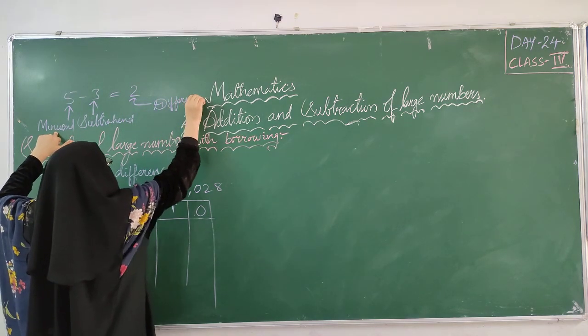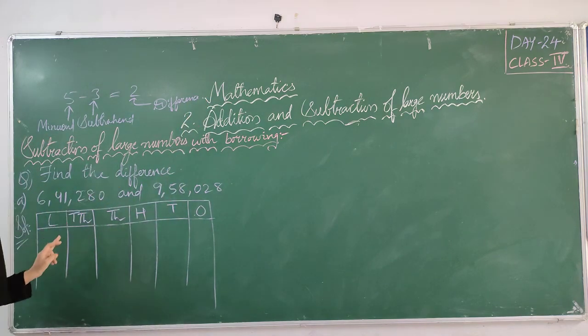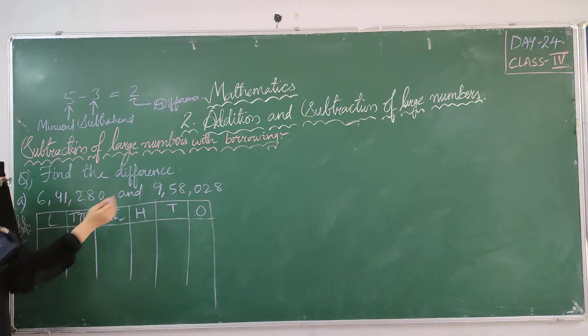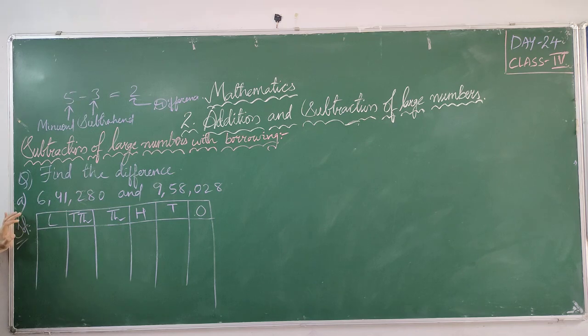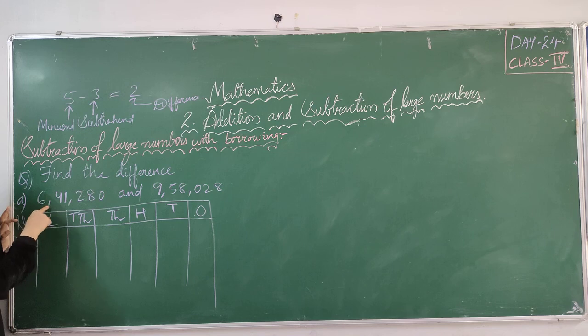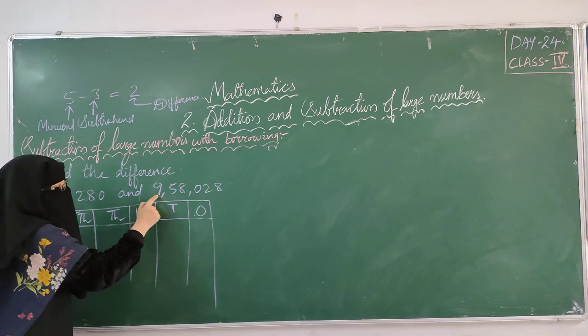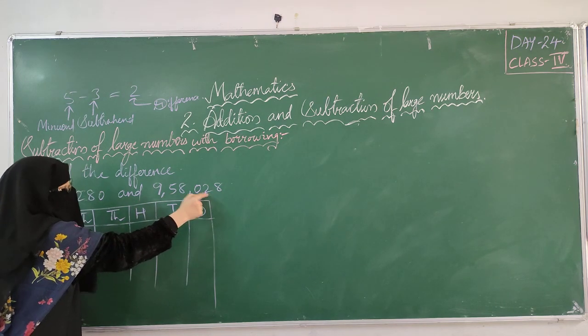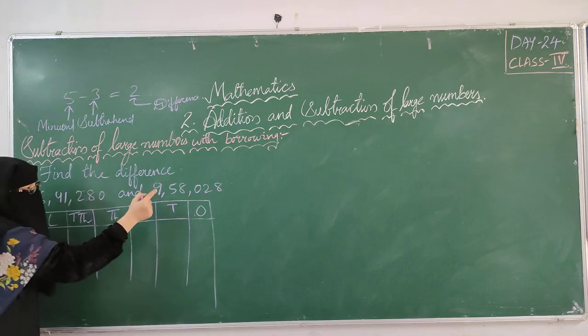So that's why we are finding this. Find the difference means we are doing subtraction. So which one is minuend, which one is subtrahend? See, the bigger number is our minuend, because we write the bigger number first, then we write the smaller number below the bigger number. This is 6,41,280. This is 9,58,028. 9 lakh and 6 lakhs. Which is bigger? This one is bigger.